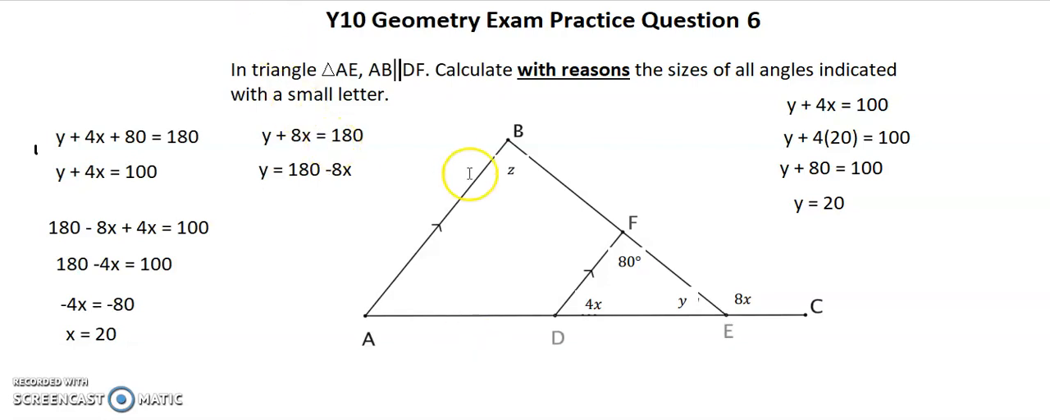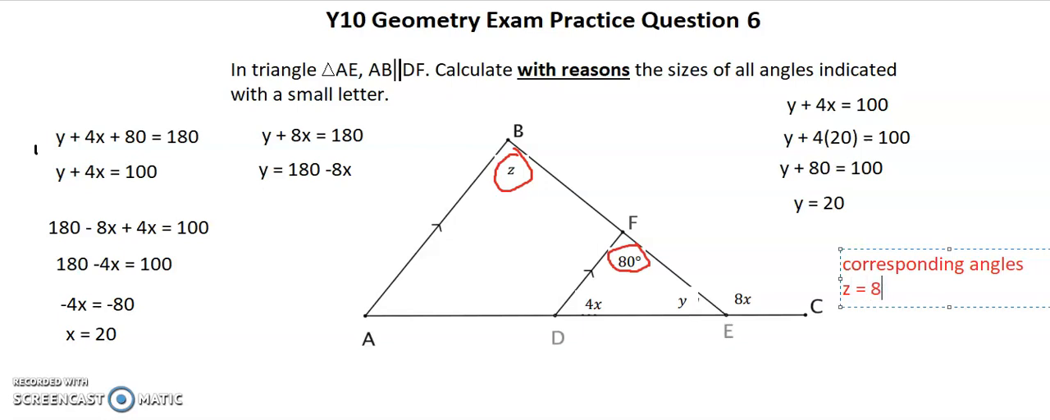The next thing I look at is my z. This is where we need to understand corresponding angles, because we've got two parallel lines and the same line going through both of them. So if this angle here is 80, then z has to be 80 as well. And that's just because of our understanding of corresponding angles. So z must equal 80 degrees.